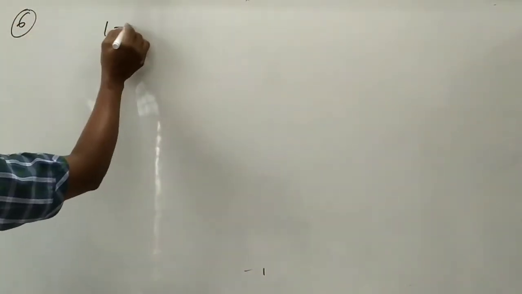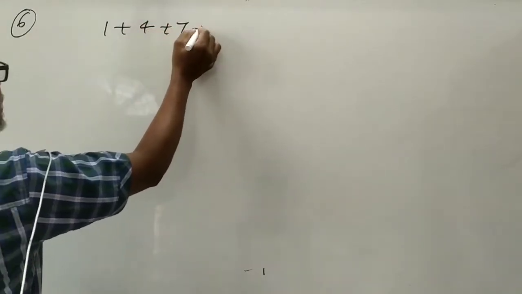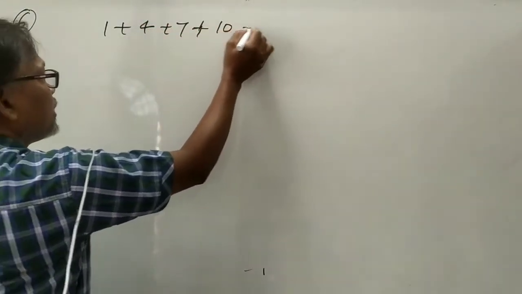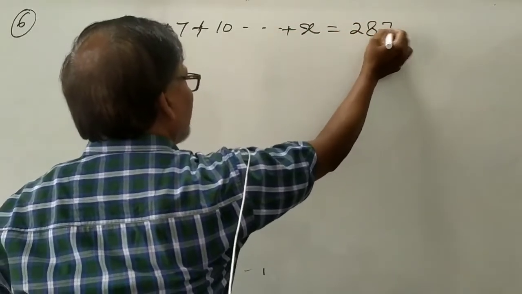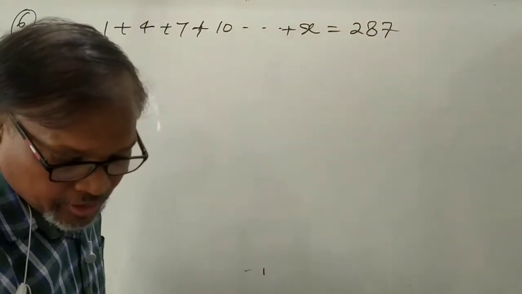Then question number 5, 6: suppose 6, and solve for x. 1, 4, 7, 10 up to x is equal to 287. Find the value of x.